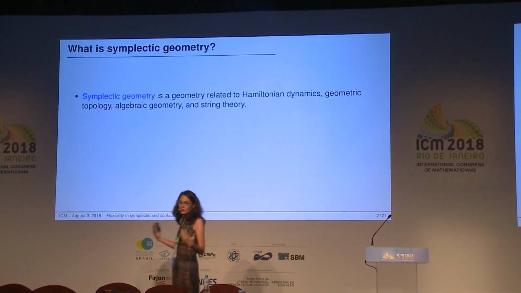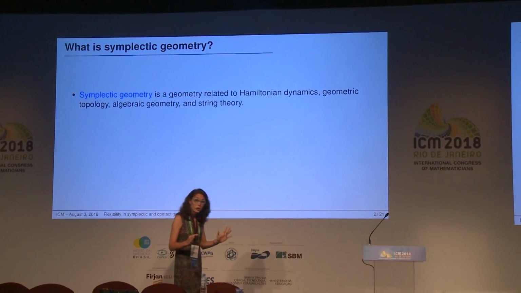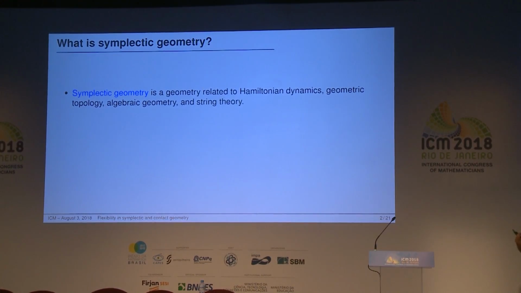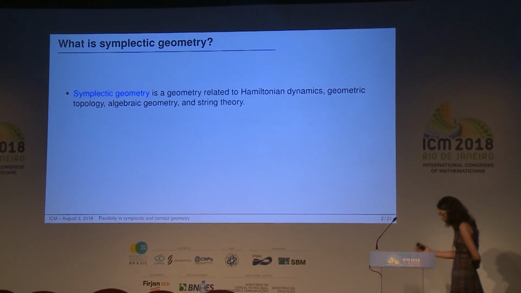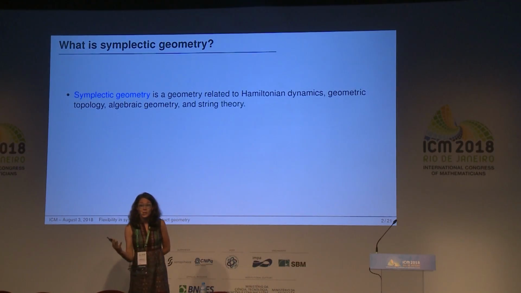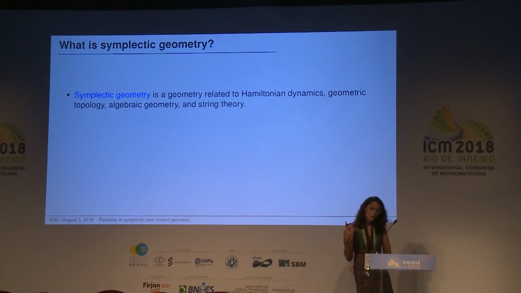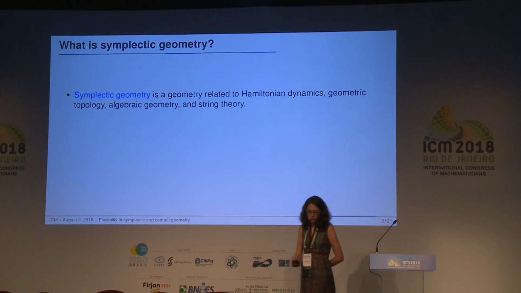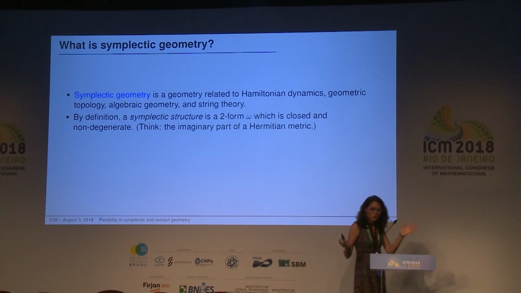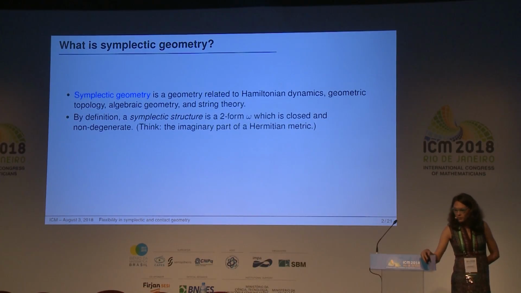It's some kind of geometry, and it's related to Hamiltonian dynamics. It's the original starting point for it. Since then, it's gotten a lot more connections to low-dimensional topology and geometric topology in general, as well as algebraic geometry and, especially, more contemporary physics, string theory, and mirror symmetry. The technical definition is a closed, non-degenerate two-form, though if you've never seen that before, it's probably not so useful.